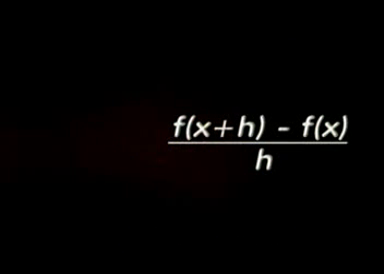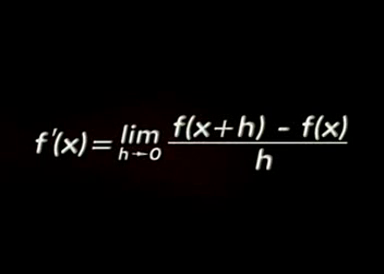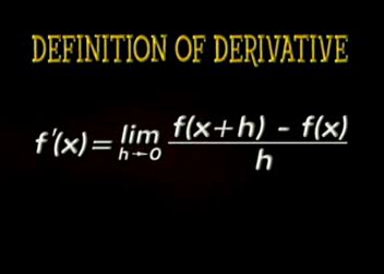Look here. If we take the new formula we just got and take the limit of that as h approaches 0, then we have the definition of the derivative. It reads, the derivative of a function f, or f prime of x, equals the limit of f of x plus h minus f of x, all divided by h as h approaches 0.